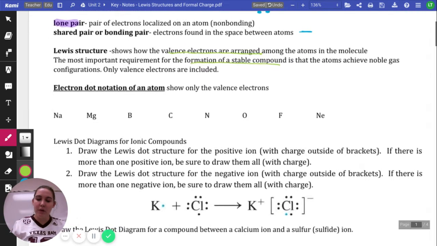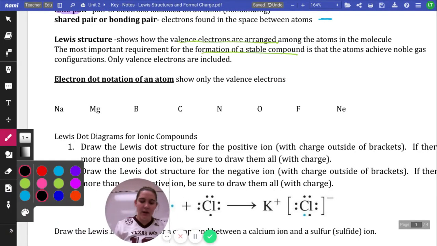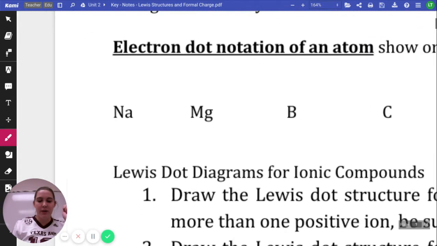So we're going to start by doing these electron dot notations. These only show the valence electrons of a single atom or element. We're going to start with looking at the electron dot notation of an atom, and it only shows the valence electrons. So let's start here with sodium.